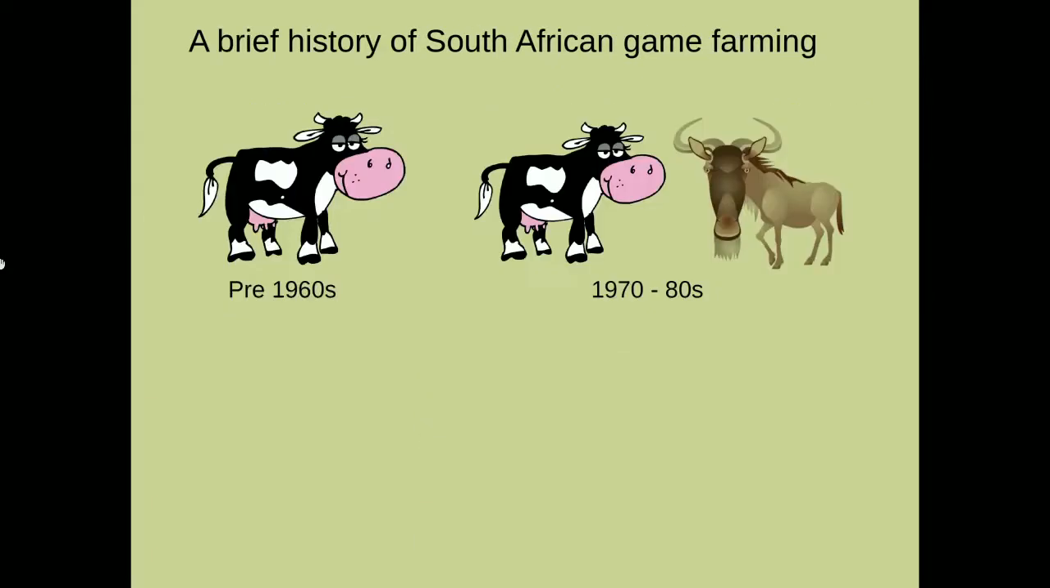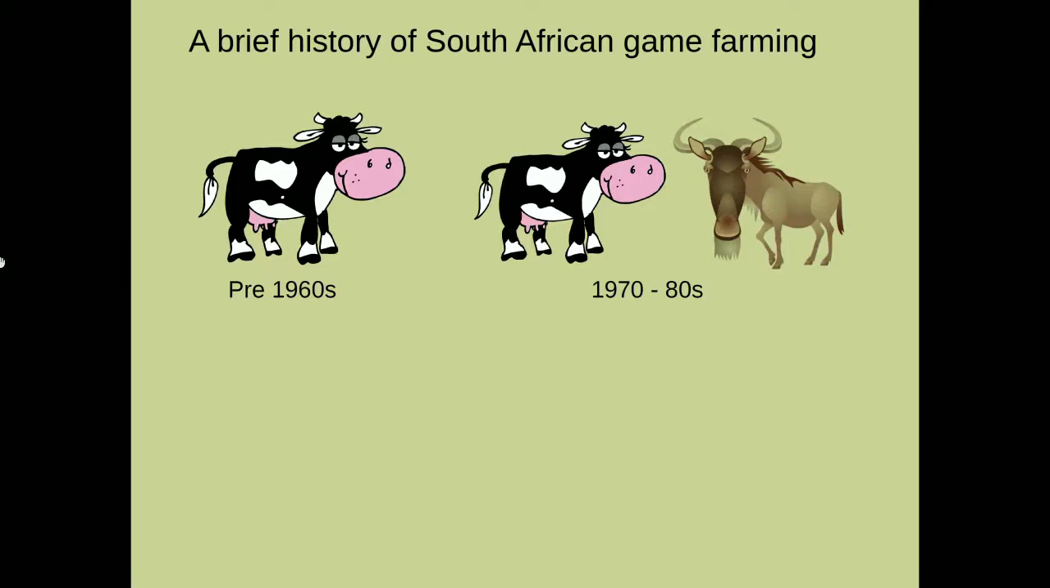To get an idea of how we developed this rather unique situation today, we need to go back a bit in history. Before the 1960s in South Africa, there was really just cattle on animal farms. There was nothing else on them. Then, particularly in Zimbabwe in the 1970s, there started to be a realization that you could make some money out of keeping game as well, primarily through trophy hunting. But keeping cattle was still far more economically profitable, primarily because game at this point couldn't be owned.